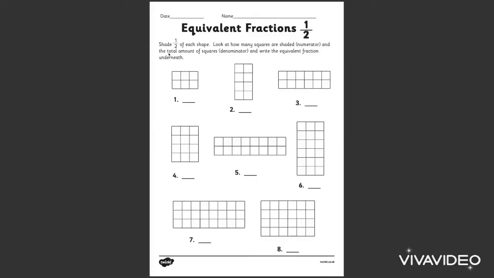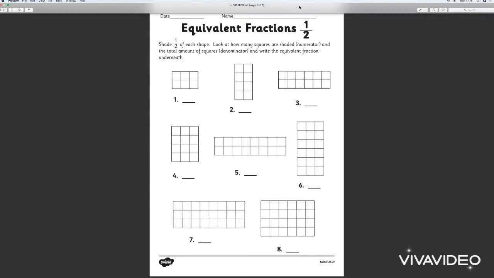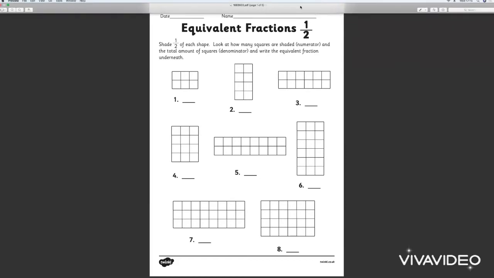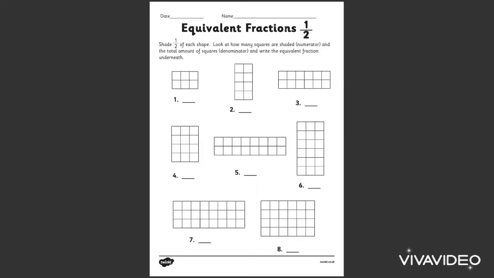Okay, so we have another example here. We need to shade half of each shape. So if you remember the rule from previous, count all the shapes. So we have 1, 2, 3, 4, 5, 6. So there's 6 altogether. Let me just put them here so you can tell.